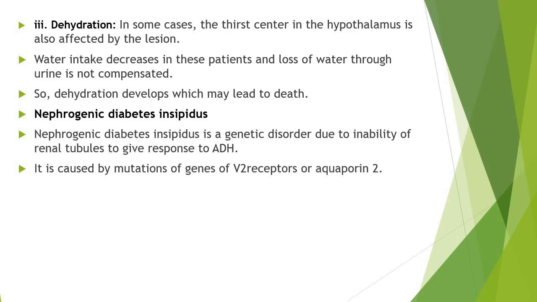Nephrogenic diabetes insipidus. Nephrogenic diabetes insipidus is a genetic disorder due to inability of renal tubules to respond to ADH. It is caused by mutation of the gene of V2 receptors or aquaporin 2.